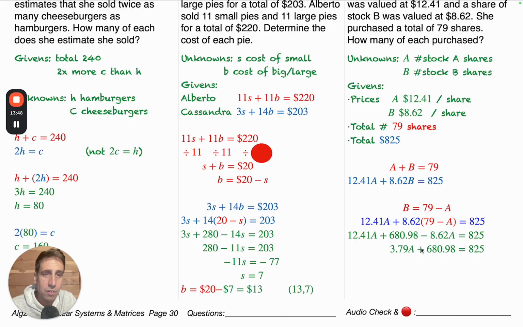1241A minus 862A happens to be 379A. And then I'm going to undo the addition, and then undo the multiplication. We get to 38. Okay, you might think we're done, but we're not. Although we have A, we also got to figure out what B is. But that's okay. We can plug it back into this particular equation, which I think is easiest. You could also plug it into this one and solve, or even this one, the top red or the top blue, but I think this one is easiest for me. So B is going to equal 79 minus 38, which is equal to 41. So how many shares? We got 38 A shares and 41 B shares.